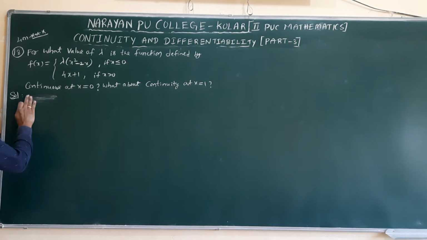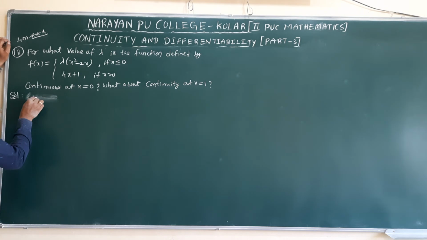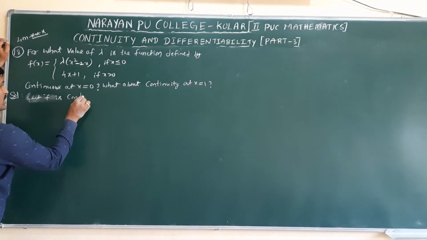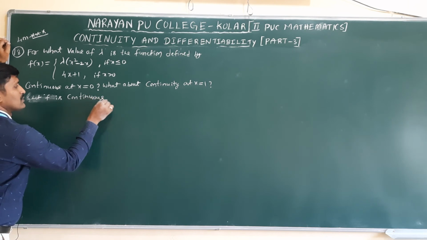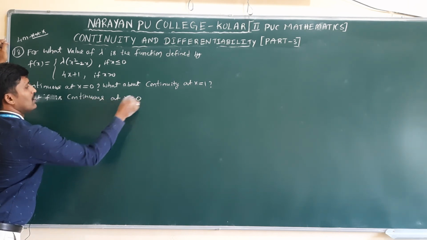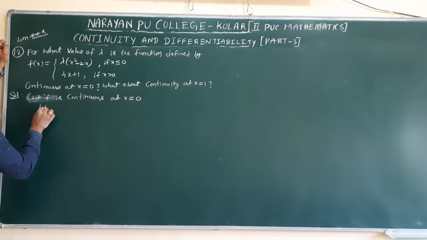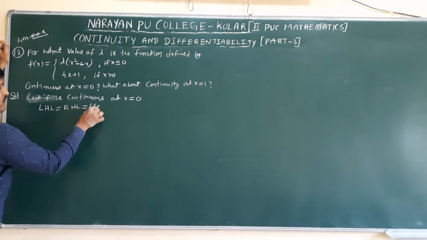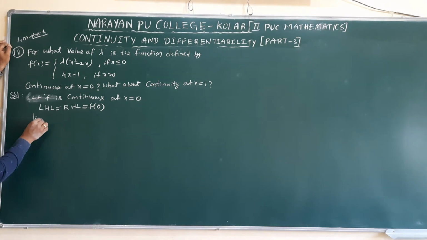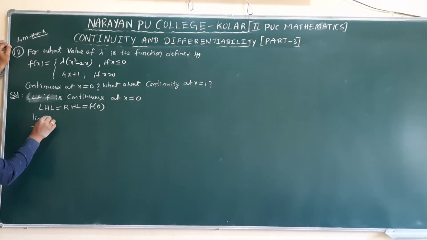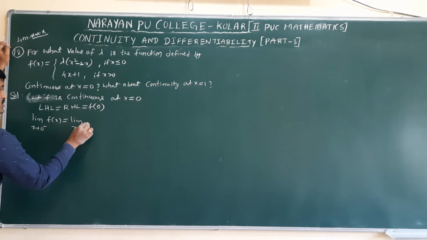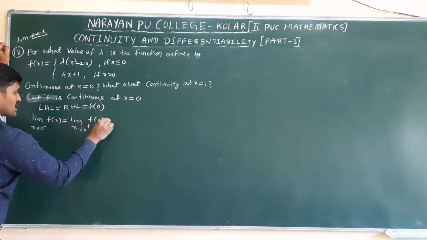if you consider, starting only, f is continuous at 0. Let f be continuous at x equal to 0. Here the condition is given, that's why we'll use LHL equal to RHL equal to f of 0. LHL means what? Limit x tends to 0 minus f of x equal to limit x tends to 0 plus f of x equal to f of 0.